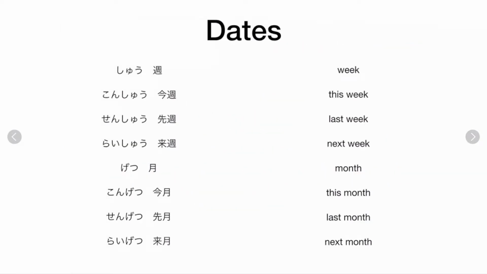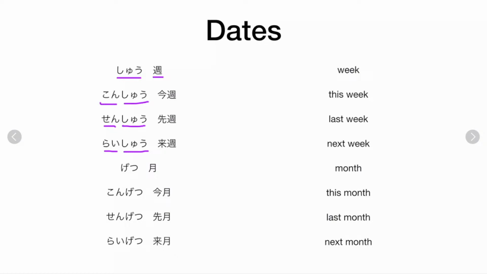Okay. Let's learn a couple of relative time expressions to express dates, right? So you might not always want to use an absolute date. You may want a relative date. So a week is shu. So this week, konshu. Last week, senshu. And next week, raishu. Okay?